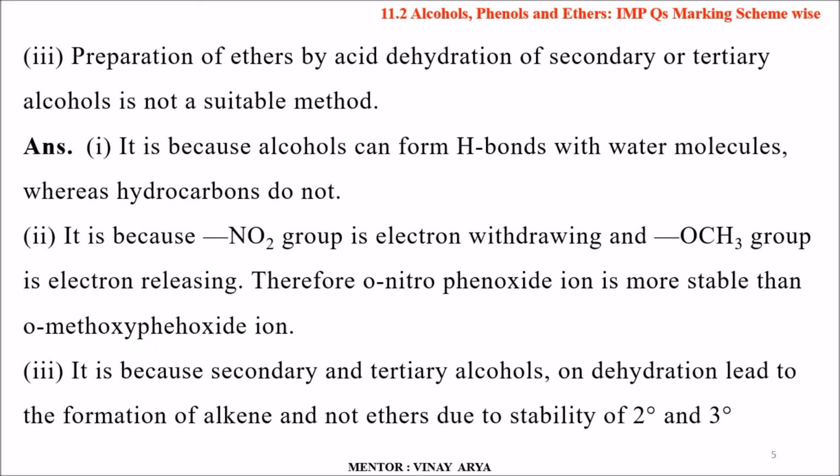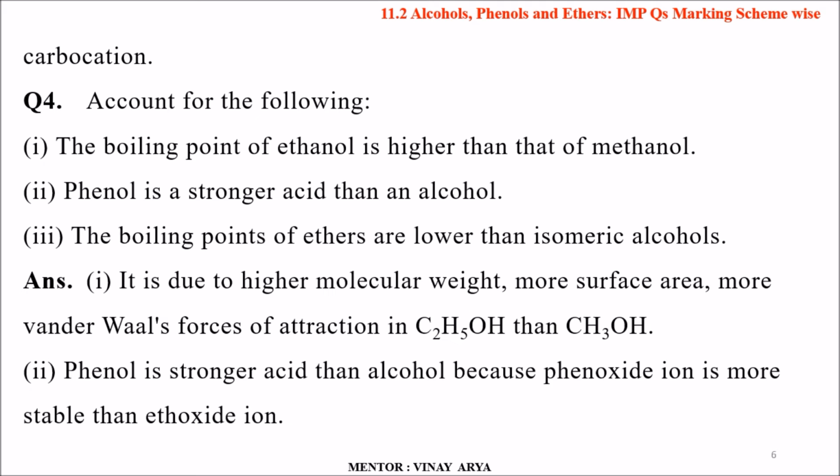So the first part, it is because alcohols can form hydrogen bonds with water molecules whereas hydrocarbons do not. Second part is it's because the NO2 group is electron withdrawing and the OCH3 group is electron releasing. Therefore, ortho-nitrophenoxide ion is more stable than ortho-methoxyphenoxide ion. Similarly, third one, it is because dehydration of secondary and tertiary alcohols leads to the formation of alkenes and not ethers due to stability of 2 degree and 3 degree, that is secondary and tertiary, carbocations.